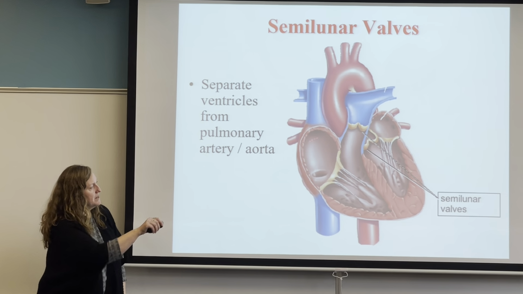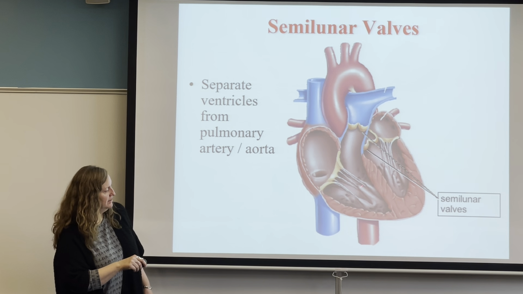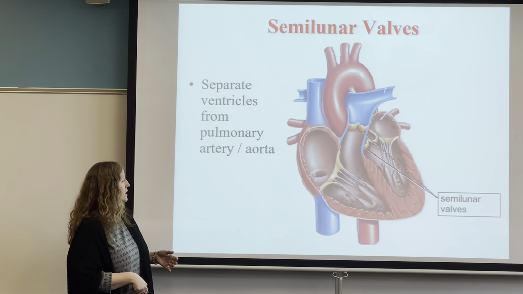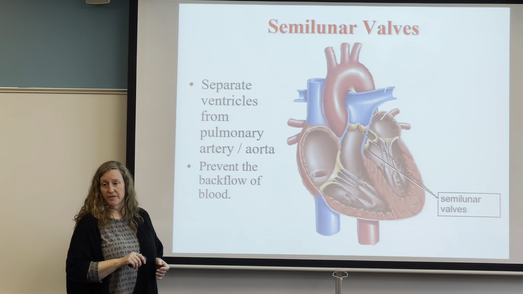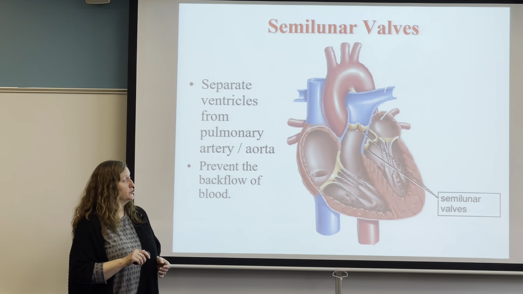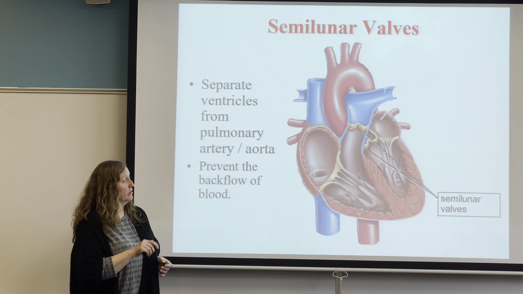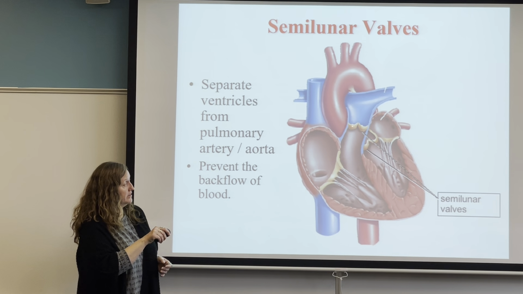All right, semilunar valves. Semilunar valves are found, as I mentioned, between the ventricles and where the ventricles go next. So if we're looking at the right ventricle, the blood goes to the pulmonary artery. You've got semilunar valves here between the ventricle and the next place that the blood goes. So these are the semilunar valves.